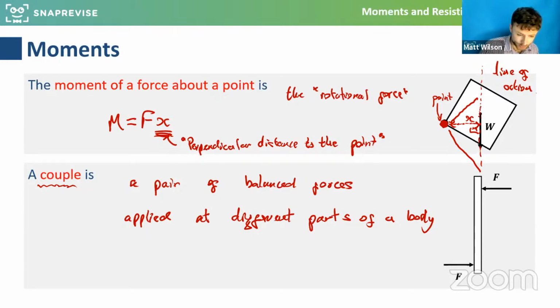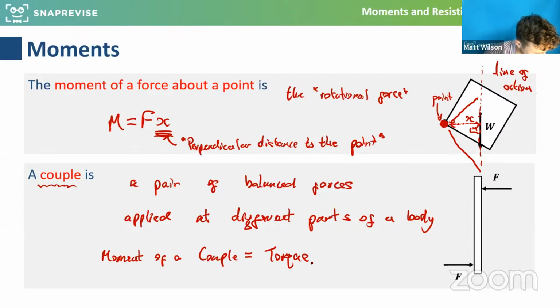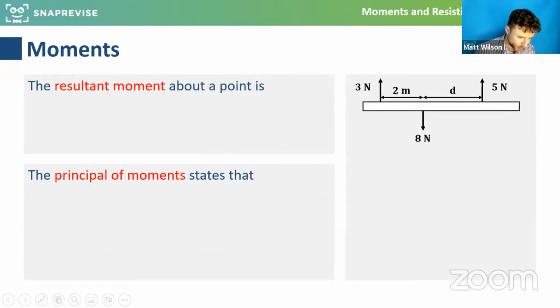That's the key thing. Now, when we're specifically talking about couples, we say that the moment of a couple is what we will call a torque. Okay, perfect. Now, this conversation about couples gets across a key point, which is that we need a new type of equilibrium, which is having no rotational effect.